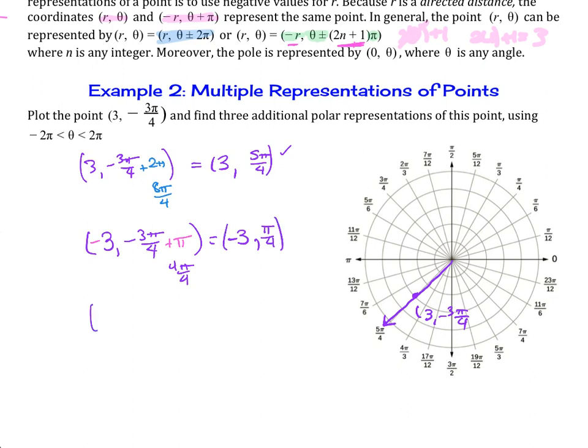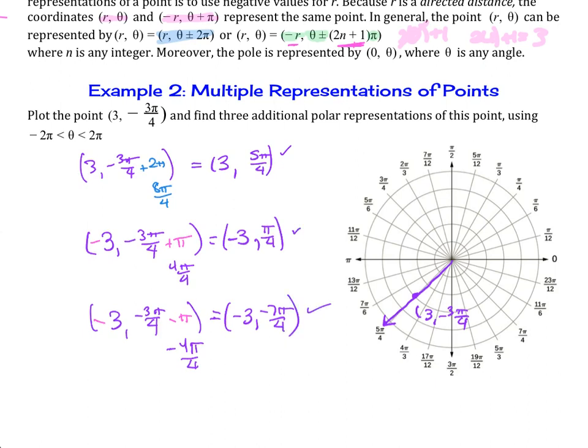And then the next one, let's do another one, -3, so opposite, -3, and -3π/4. And this time let's subtract π. As we're subtracting π, that is -4π/4. So we're looking at (-3, -7π/4).